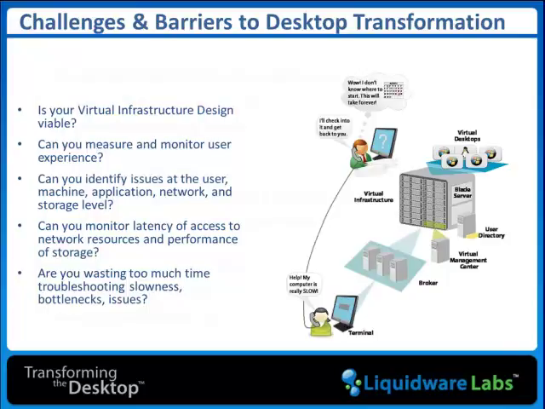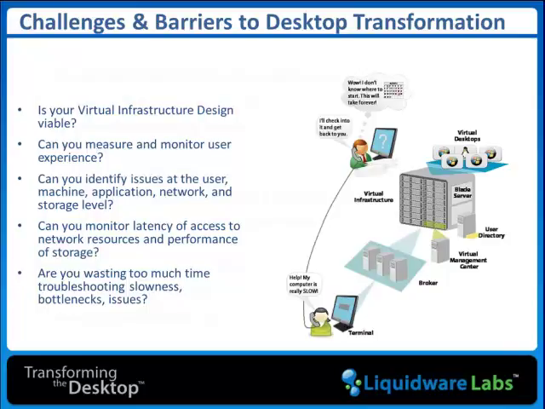So in regards to Stratosphere UX, we're going to ask a lot of very poignant questions. First off, is your virtual infrastructure design viable? How do you know that what you've built for VDI is actually correct for what your users actually need? Next, can you monitor and measure user experience? Now, user experience is normally a non-quantifiable thing. It's a very seat-of-the-pants feeling. And we want to be able to assign some hard numbers and hard metrics to that in order to make sure that we can quantify those values and be able to show whether we're getting better or worse.